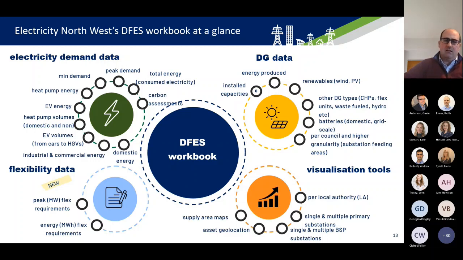And beyond data, there are some useful visualization tools that you can use in this workbook. So you can find demand or energy across a single or multiple substations, and you can also identify the location of interest. Someone can enter the location of interest, and they can see what the closest substations are, etc.